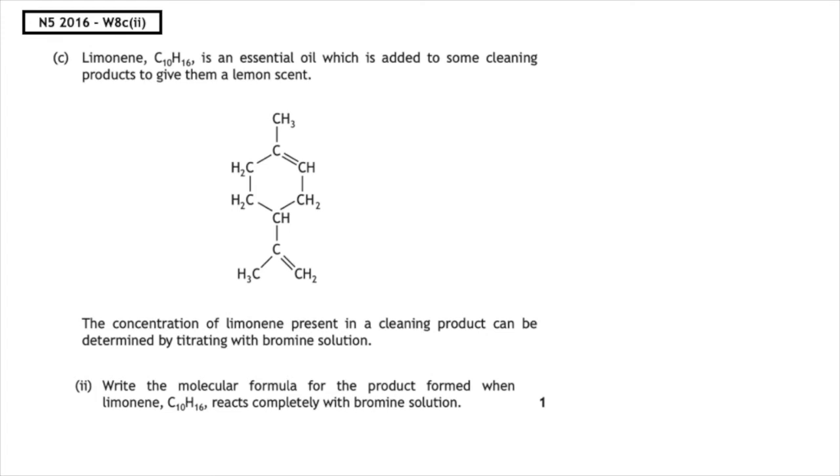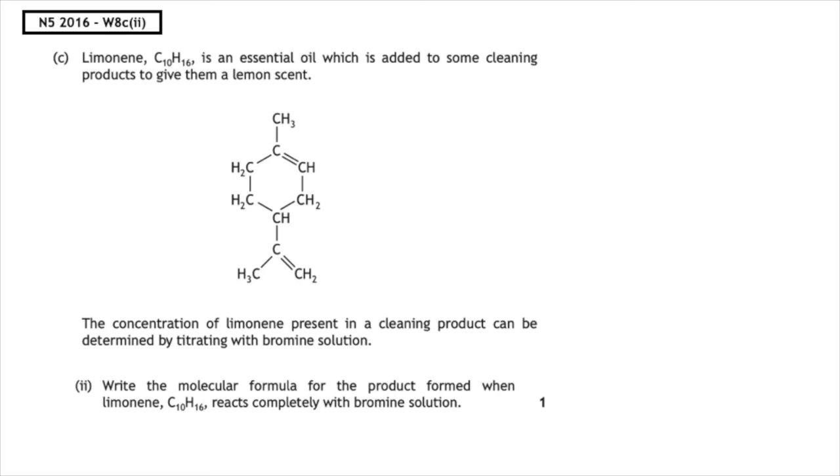This past paper question is from the National 5, 2016, written 8C Part 2. Limonene, C10H16, is an essential oil which is added to some cleaning products to give them a lemon scent. The concentration of limonene present in a cleaning product can be determined by titrating with bromine solution. Write the molecular formula for the product formed when limonene reacts completely with bromine solution.